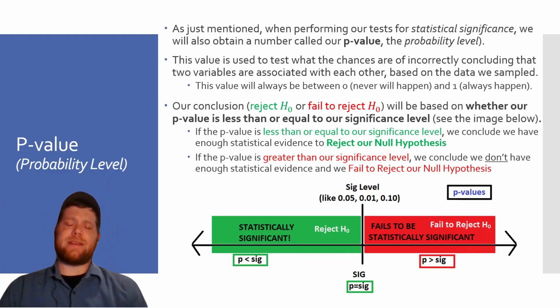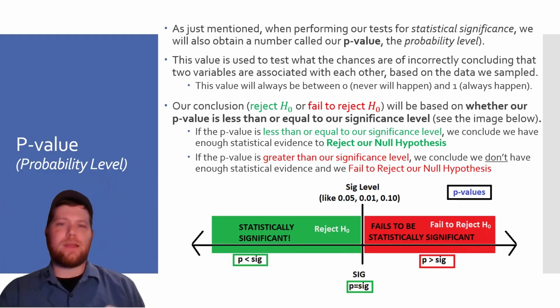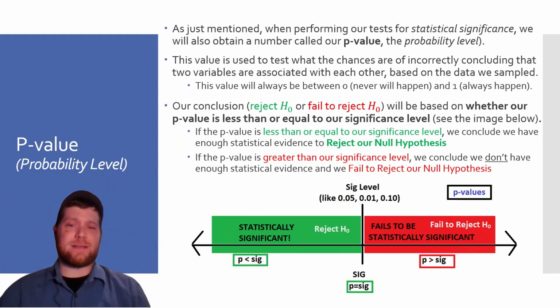But if it's greater than our significance level, in this case, higher is worse, higher is bad. If it's beyond our significance level, we don't really have enough statistical evidence, and we say that we fail to reject our null hypothesis.